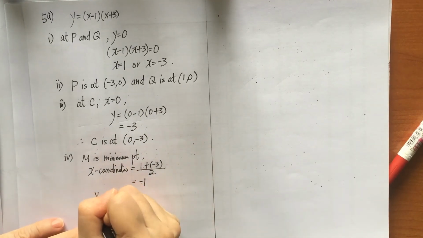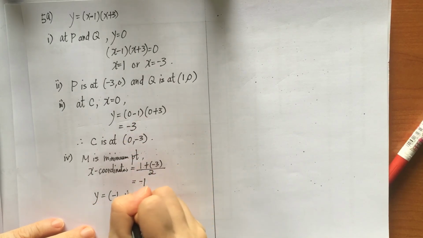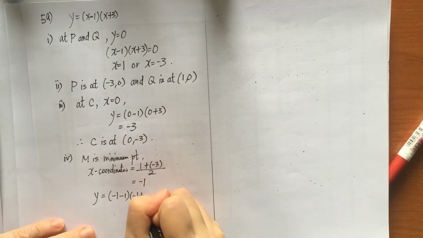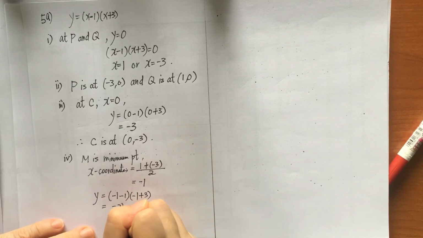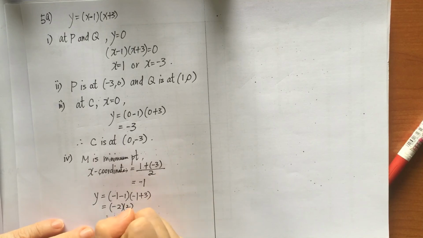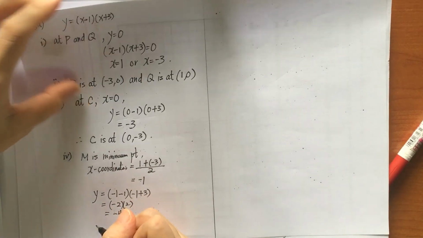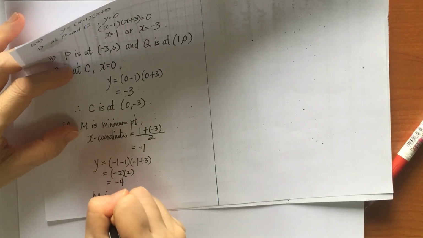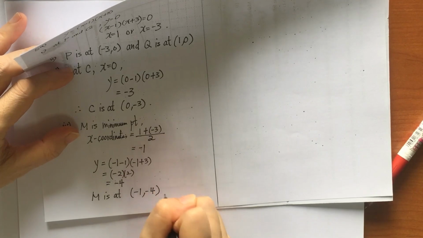What about the y value? If we put x as negative 1, we will get negative 1 minus 1 and then times negative 1 plus 3. So there will be negative 2 times 2, which is negative 4. So therefore we can say M is at negative 1 and negative 4.